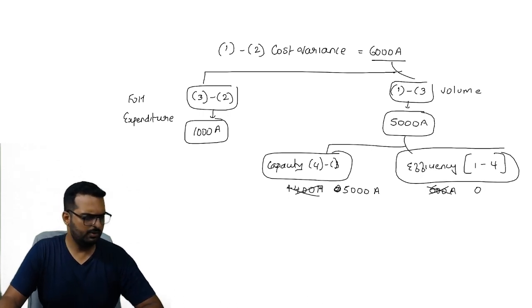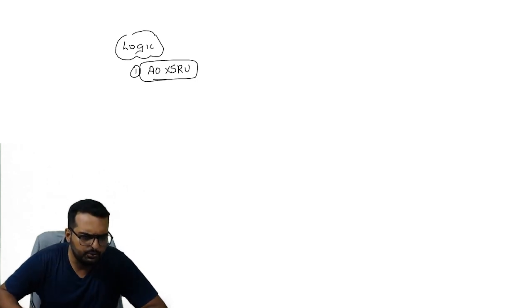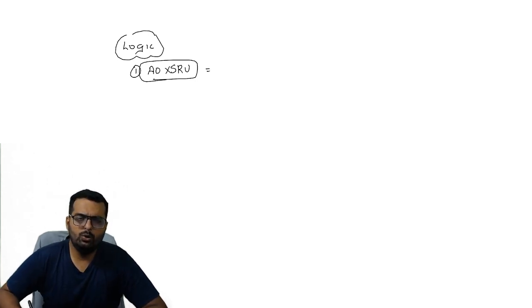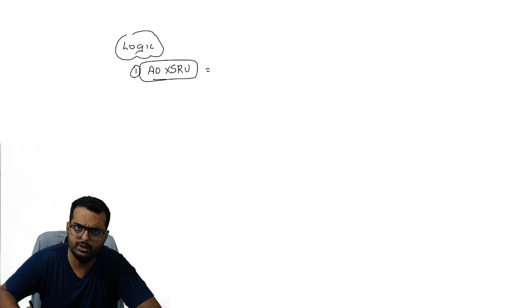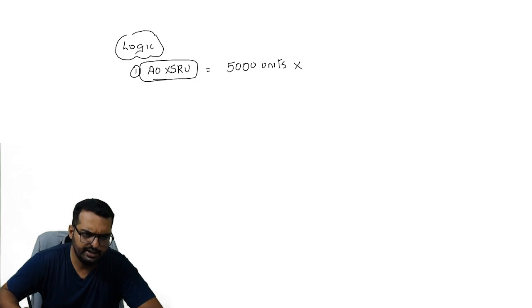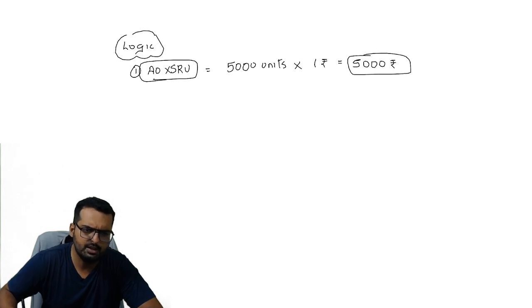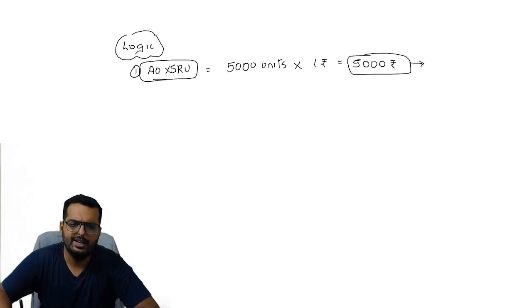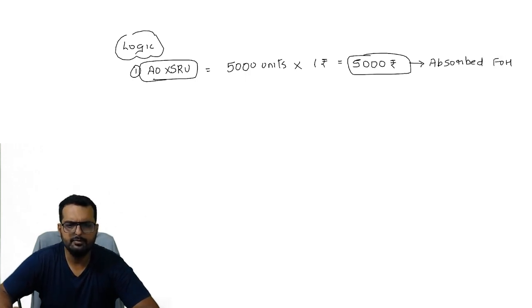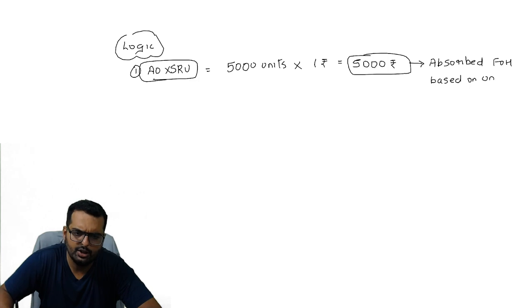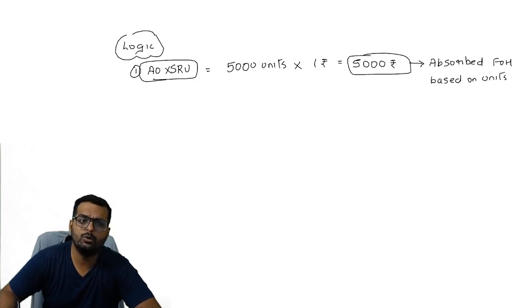Yes. Anshuman, all good. AO into SRU. All right. Now let's do this part. AO into SRU. What is AO? 5,000 units into what is standard rate per unit? 1 rupee. So do you get the amount as 5,000 rupees, friends? Friends, this 5,000 rupees, can I not say this is nothing but the absorbed fixed overheads? Yes or no? This is the absorbed fixed overhead based on units. So we are absorbing the FOH based on the amount of units.